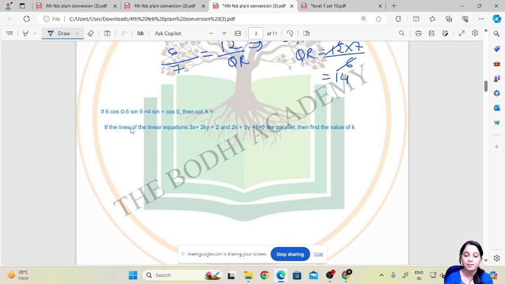Now when lines are parallel, we write a1 upon a2 is equal to b1 upon b2 is not equal to c1 upon c2. For this you have to check whether the two given equations have a unique solution, no solution, or infinitely many solutions. When the lines are parallel, that means it has no solution. And this is the condition for no solution.